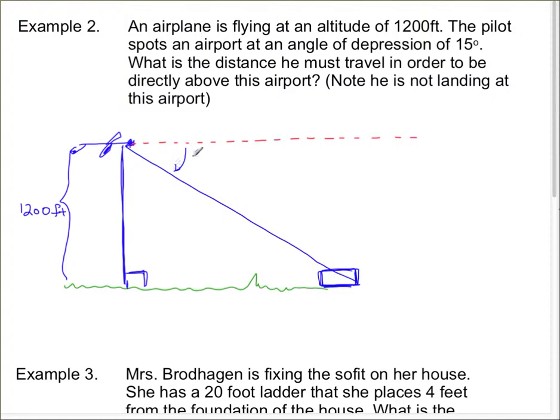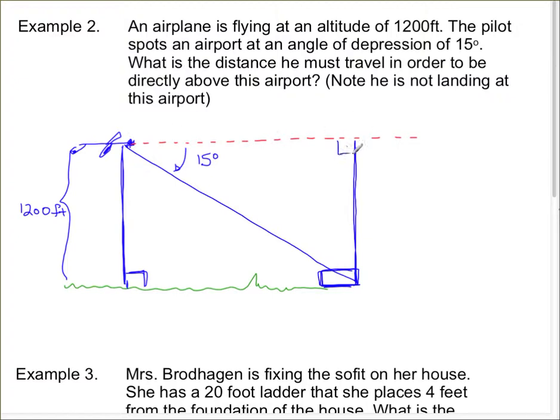We're going to measure this one here, which he told us is 15 degrees. What is the distance he must travel in order to be directly above this airport? Well, if he wants to be above the airport, which distance is he going to travel? Is he going to travel this distance?